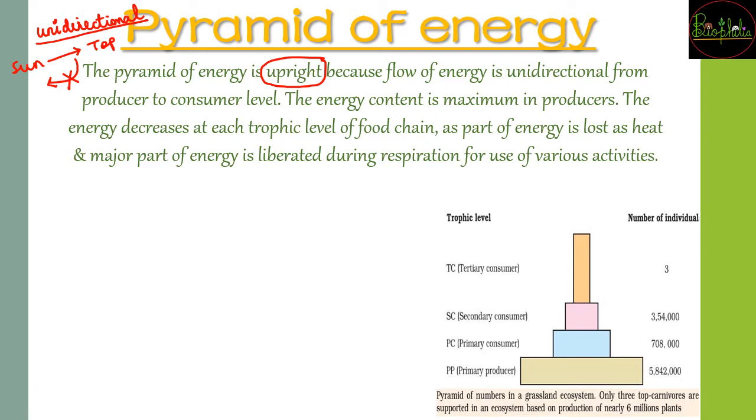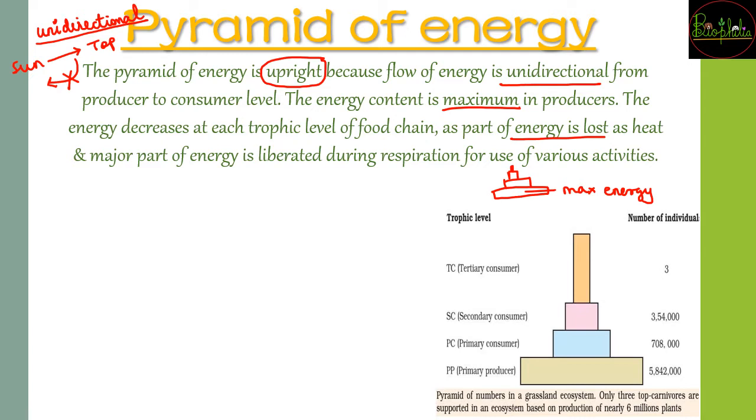You are not going to see any other shape of pyramid, and that is going to make us understand that the energy content is going to be maximum in the producers. That means the base wherein the producers are present will be having max energy, and as the trophic levels we go up, we are going to see that the energy level decreases. And because of that also, we can understand that as energy is lost at each trophic level, you are going to see that the trophic levels are limited in the food chain. That also we had discussed in the previous one.